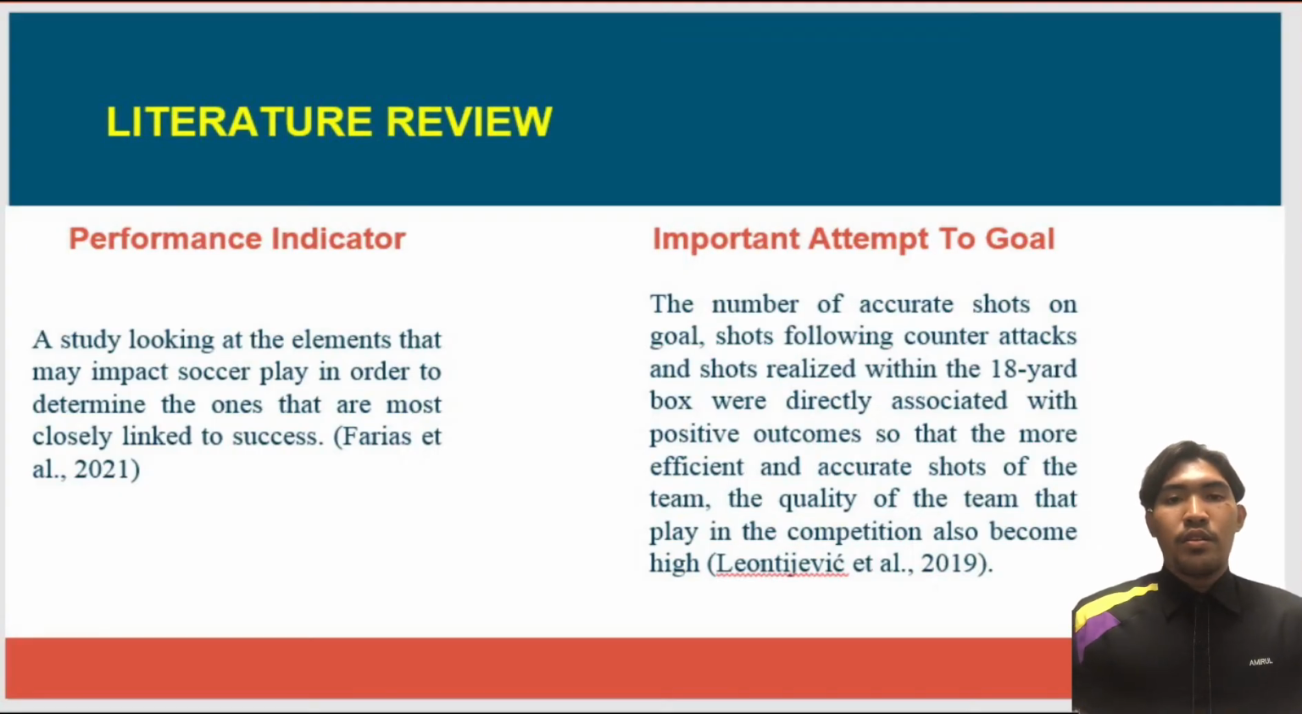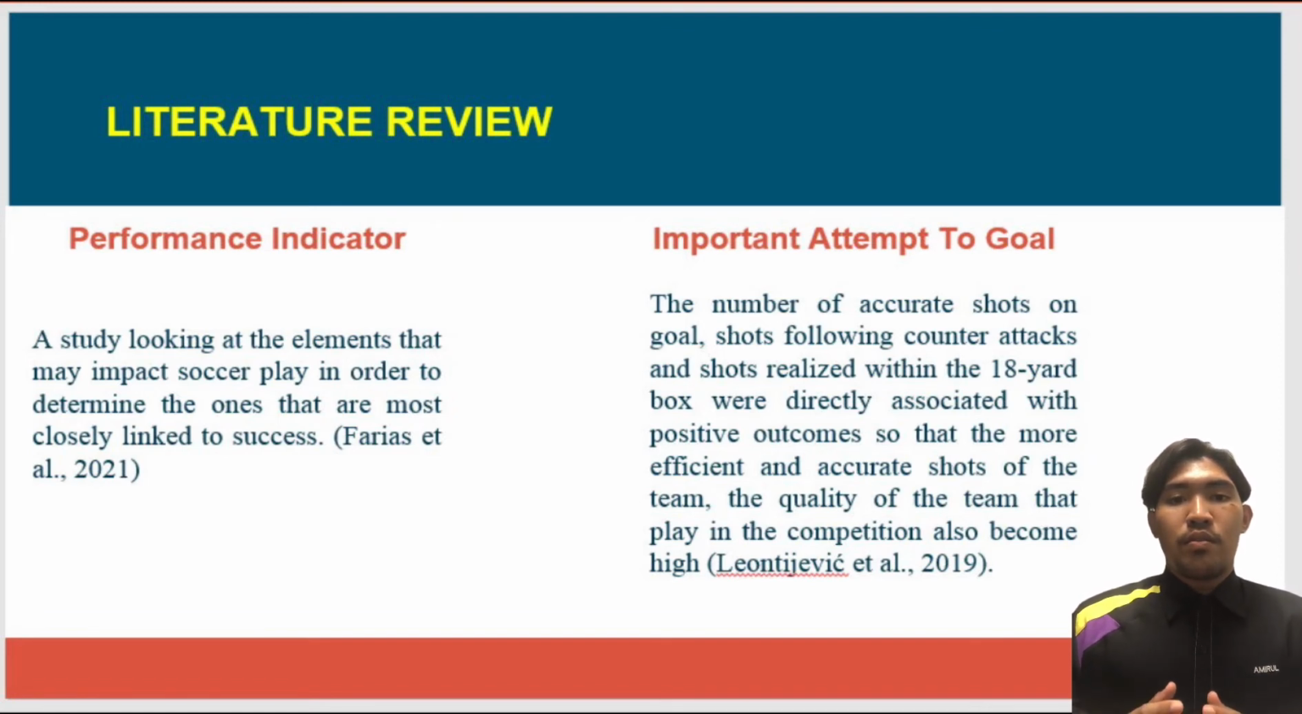In this literature review, it will focus on performance indicators, which are attacking variable and ball distribution indicator, and the frequency of the indicator for winning and losing team. By monitoring performance indicators and discovering patterns associated with success, performance analysis seeks to enhance performance. In this regard, a study looked at the elements that may impact soccer play in order to determine the ones that are most closely linked to success.